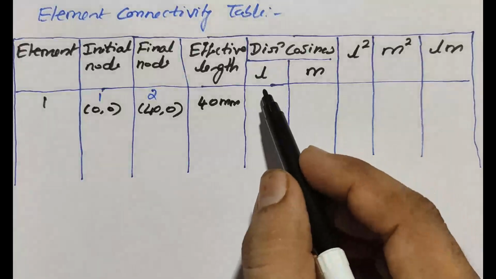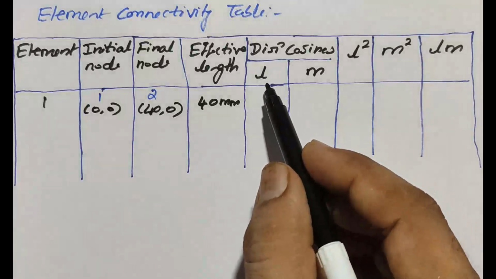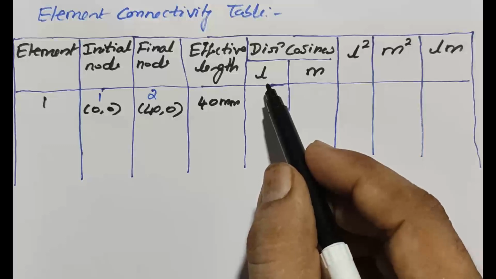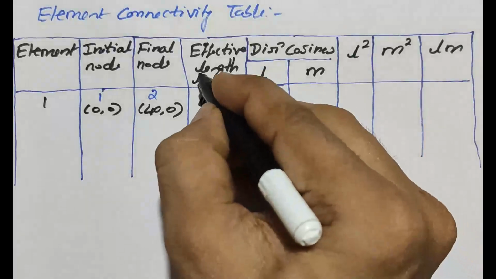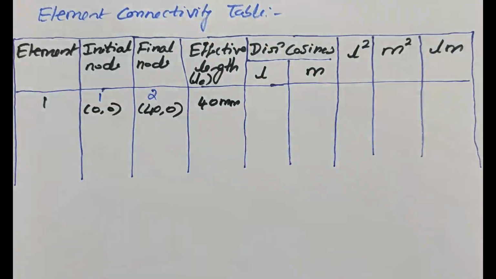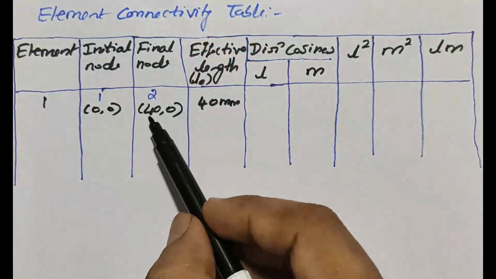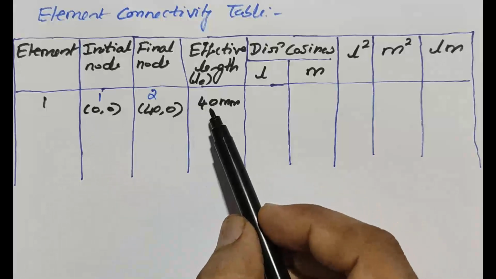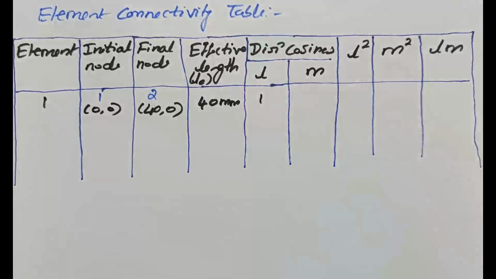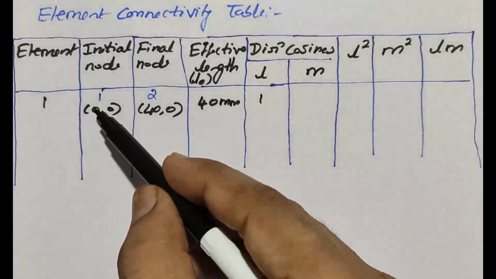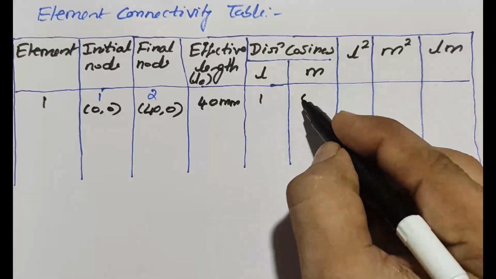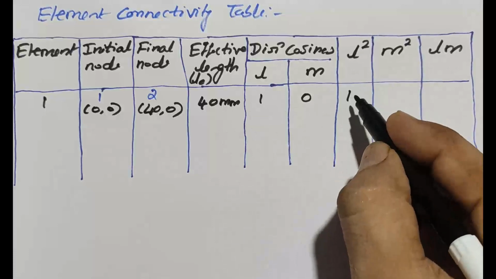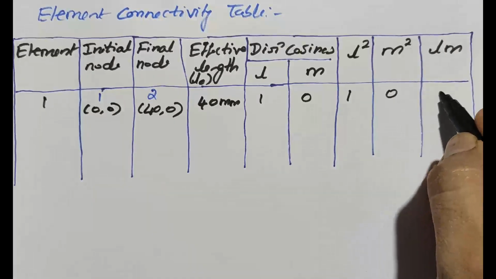Now, the formula for direction cosine L is x2 minus x1 by LE, where LE is the effective length of the element. So here x2 is 40, x1 is 0. 40 minus 0 divided by 40 will be equal to 1. Next, M, the formula is y2 minus y1 by LE. y2 is 0, y1 is 0. So 0 by 40 will be 0. L square is 1, M square will be 0, LM will be 0.